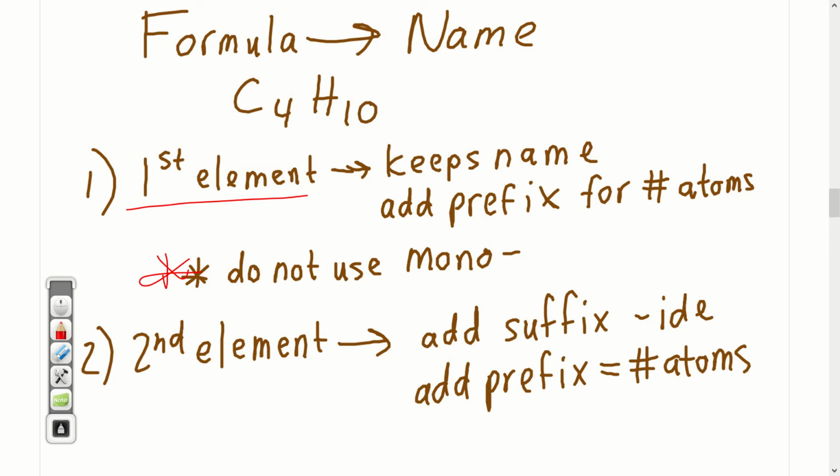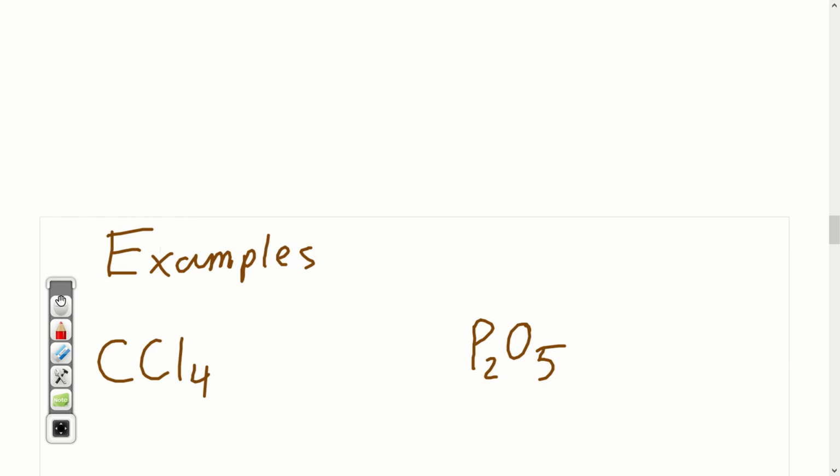But the first element keeps its name, and you include a prefix that tells you how many atoms of that element you have. The second element, guess what? We're going to continue with the "-ide". Okay, we add the suffix "-ide" just like we did in ionic. And then you add a prefix to tell me the number of atoms. Any prefix, including mono. First element cannot have mono. Because when you're saying the element, we already know there must be one of them there. The second element, though, we got to be a little bit more specific. Okay? So here we go.